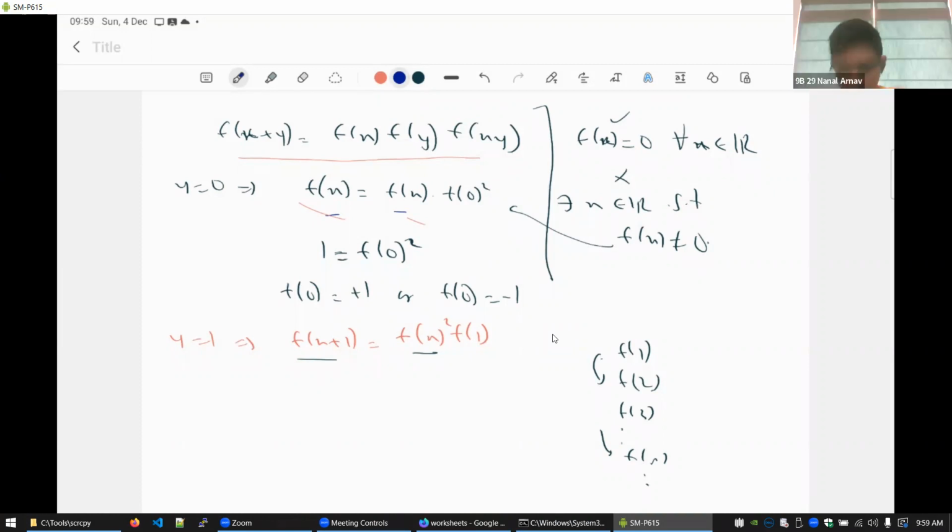In this approach, I got that f of 2 is f of 1 cube, and for f of 3, you just multiply the exponent of 2 and add 1. What did you get for f of n in general? I'm yet to calculate that, but for the next step, you just multiply the exponent by 2 and add 1. Right, correct. Yeah, makes sense.